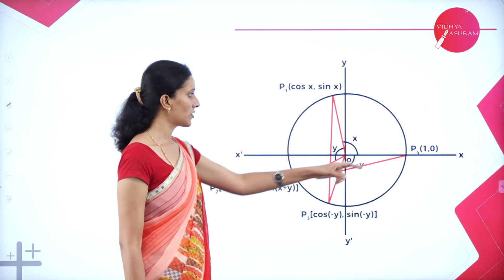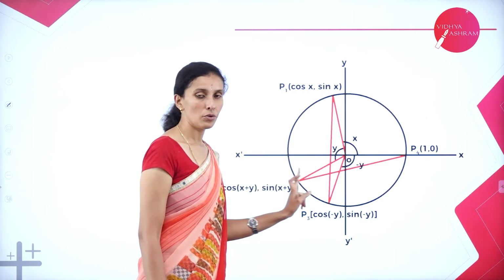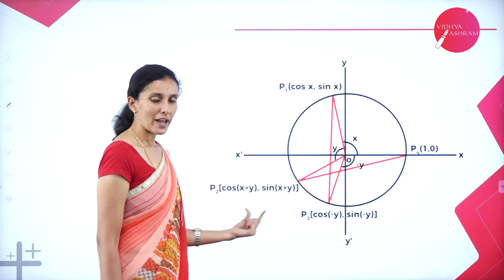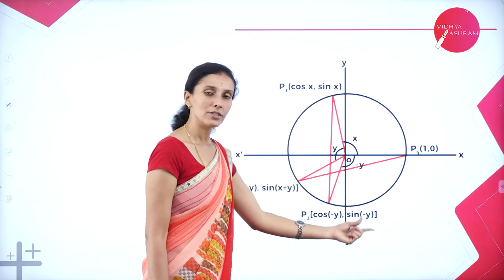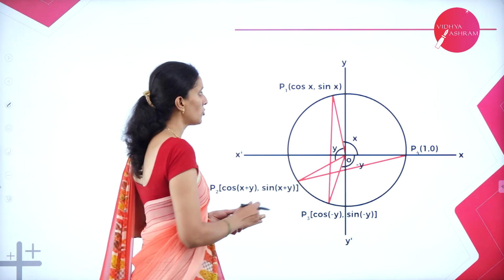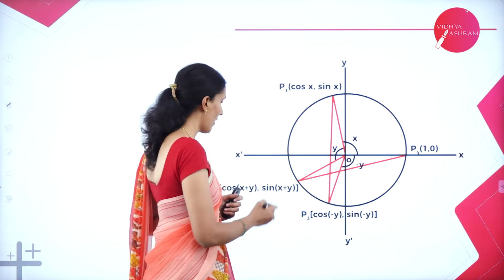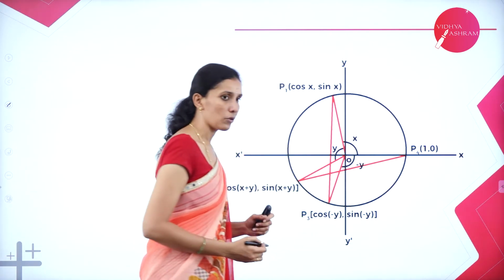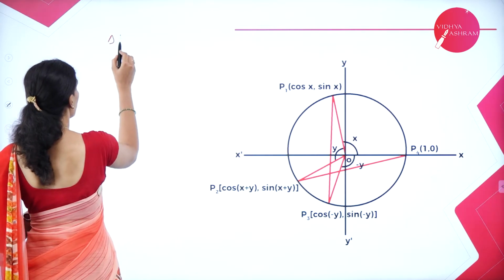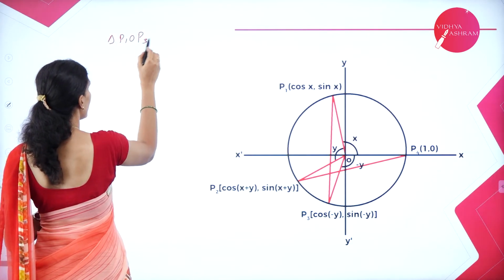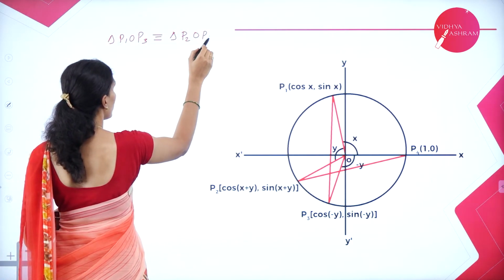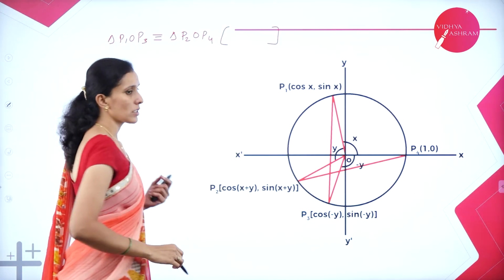Then the coordinates of P1, P2, P3, P4 are (cos(x+y), sin(x+y)), (cos(-y), sin(-y)), (1, 0). Then join P1P3 and P2P4. So you will get two triangles. Therefore, triangle P1OP3 is congruent to triangle P2OP4. Write the reason. What is the reason?